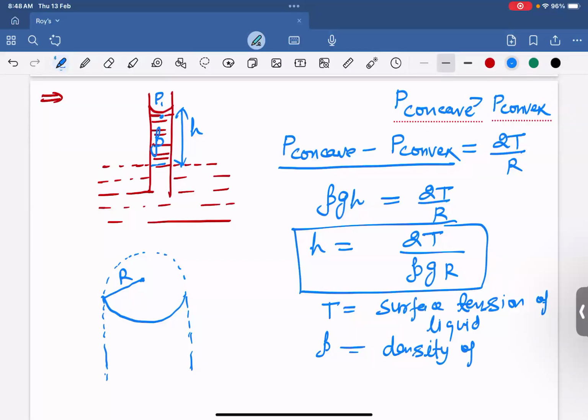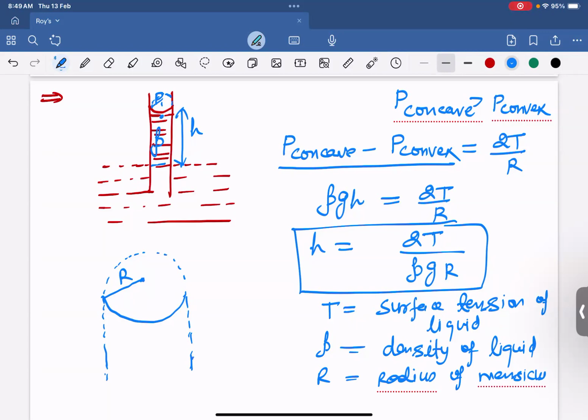Density of liquid. And R is the radius of the meniscus. Here also you can draw in short, this is the R, radius of meniscus. It can be concave, it can be convex.